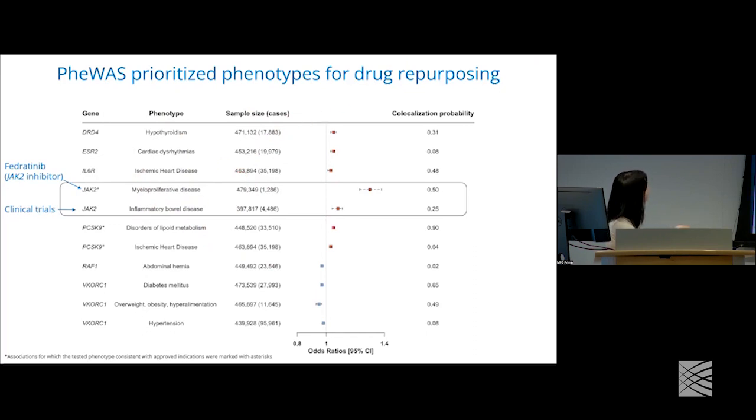So our results need to be interpreted in the context of the study design. First, we use the UK Biobank as our study sample, which predominantly consists of European ancestry samples. So this may limit the generalizability of our results to other ancestral groups.